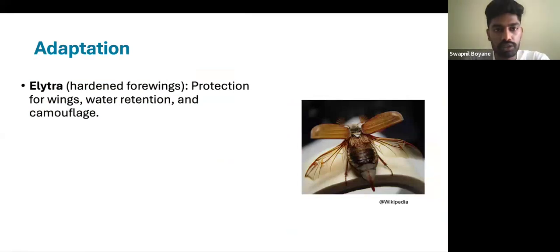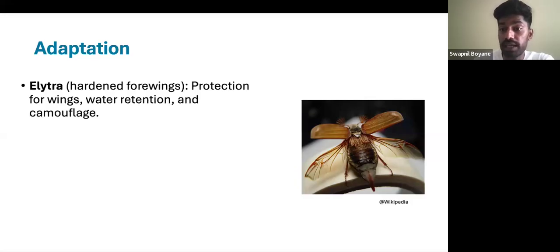So next, I'm going to talk about the evolutionary adaptations, what this 300 million years of evolution has changed, or how these evolutionary adaptations made these beetles successful. So the first and most important adaptation is the wings. They have started sclerotizing their front wings, so they become very hard, and that started giving protection for the wings, water retention, and also some beetles use that as camouflage.